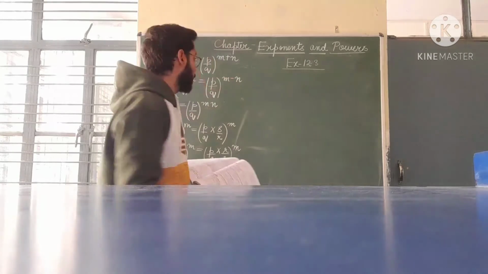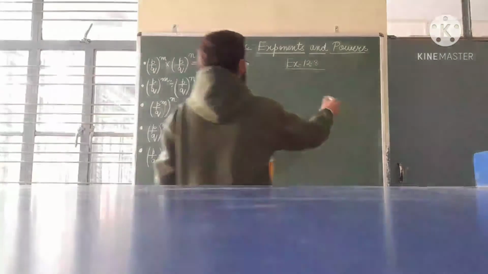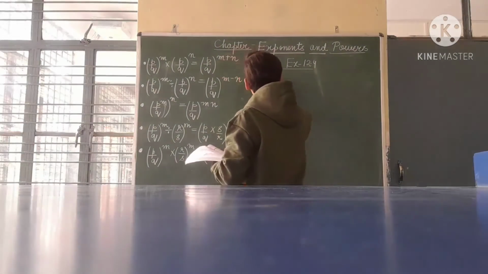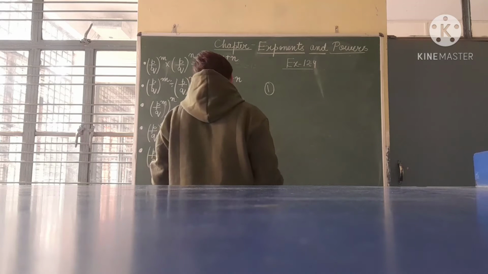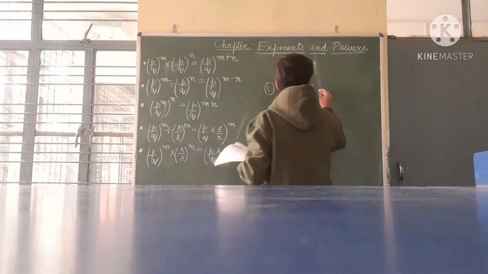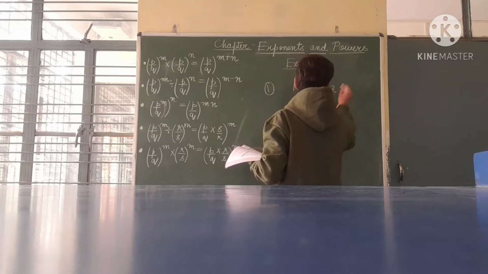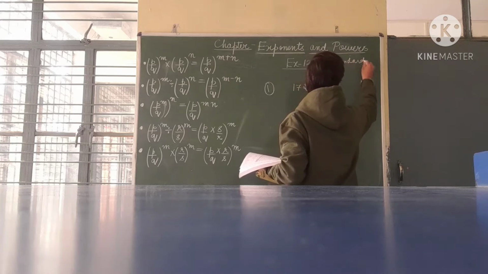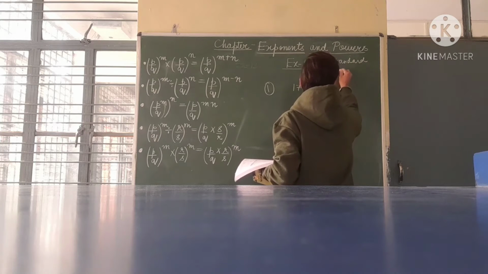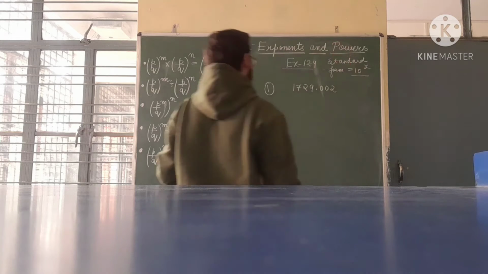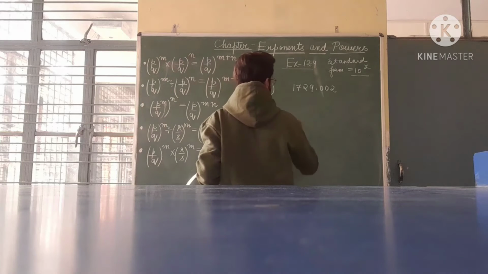Now the next exercise, that is exercise 12.4, question 1. Write the following in standard form. 729.002. Standard form means in powers. If we have to write any number in standard form, that is in 10 to the power something. Okay students, so we have to write the standard form.